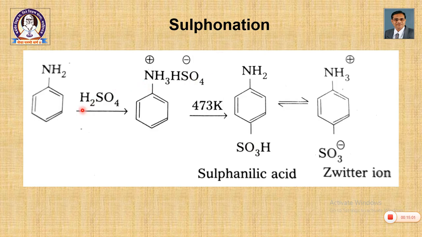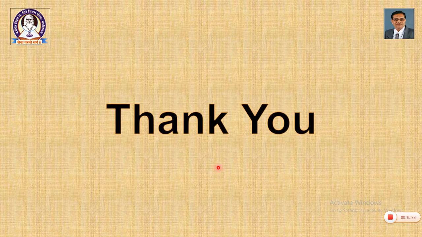Last reaction is sulfonation. Sulfonation is carried out by using sulfuric acid. So, aniline when treated with sulfuric acid, we get that particular sulfuric acid salt, and it is further converted into sulfanilic acid. You have seen here the zwitterion structure given, that is, this SO3H gets converted into SO3 minus and NH2 into NH3 plus. So, in this way it is converted into sulfanilic acid.